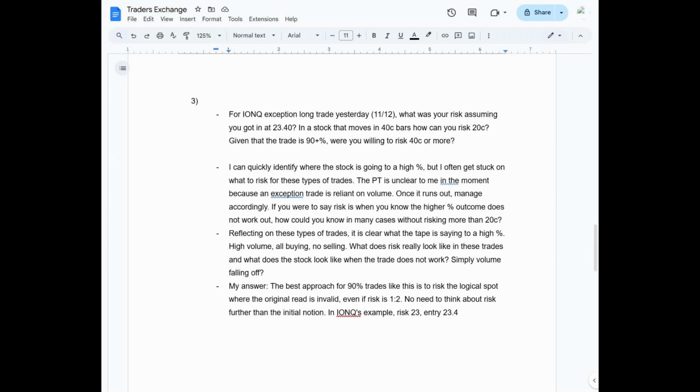Given that the trade is 90+%, were you willing? Who wrote this question? Come on here, please, because I'm so confused by this. Every part of that question is not a trade. Oh, he's not in the room right now. Who was it? It was Trevor. What is Trevor thinking in that question? First of all, let me break that down. And if he's going to ask questions, you should be in the room.